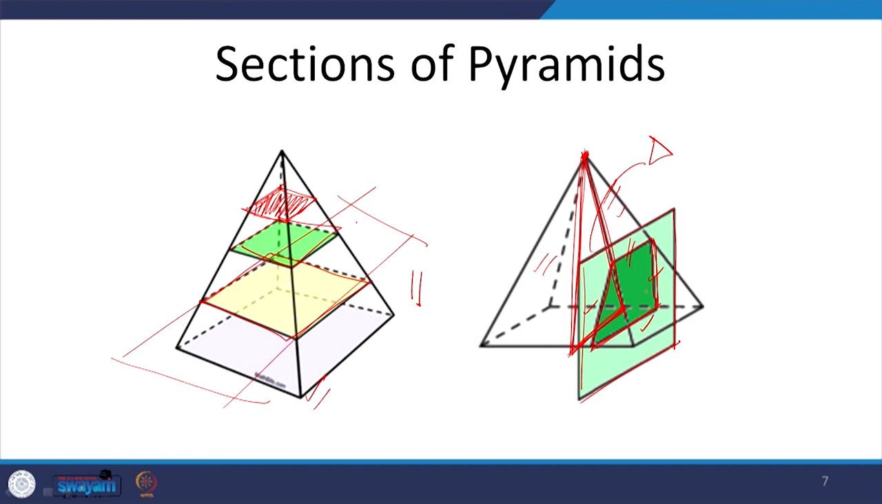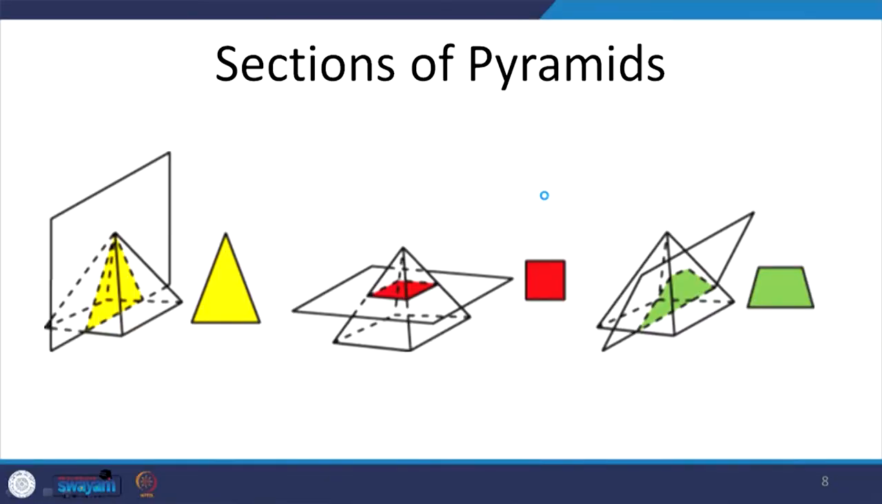quadrilateral. In case we had a pentagonal pyramid and the section plane is passing through 4 surfaces, we will get a quadrilateral. In case it is passing through 5 surfaces, we will get a five-sided figure, we will get a pentagon, a distorted pentagon, and like that. So, this is how we will get the surfaces.